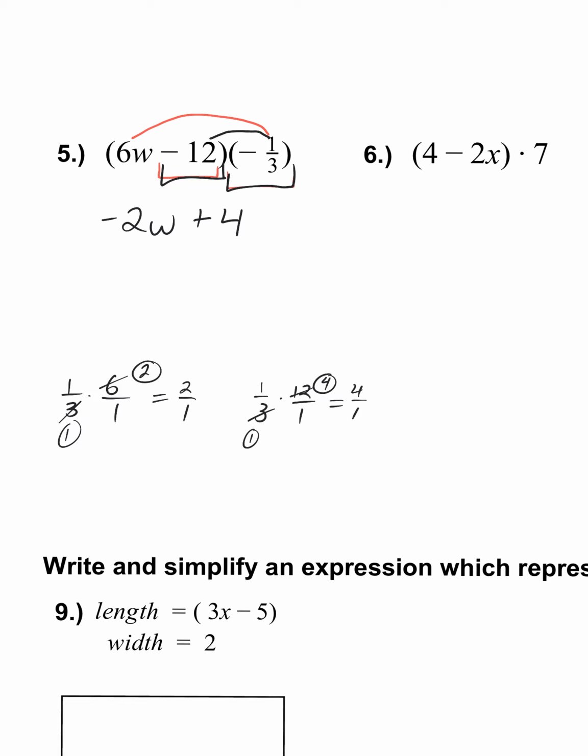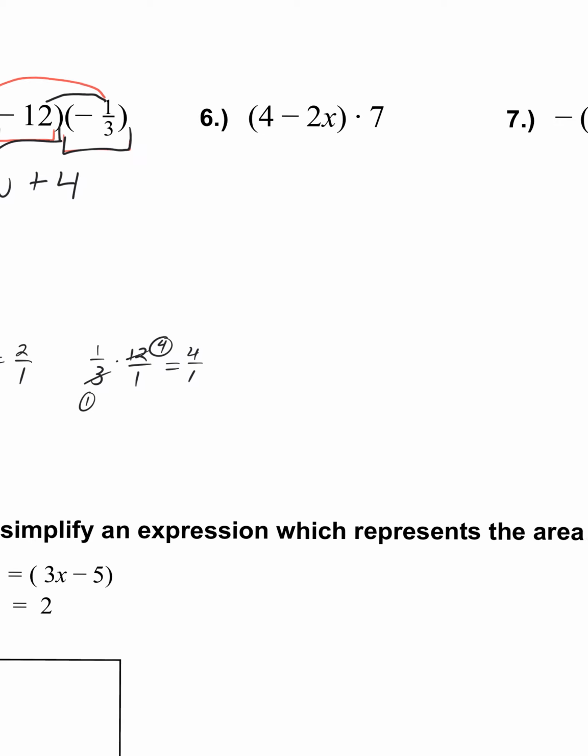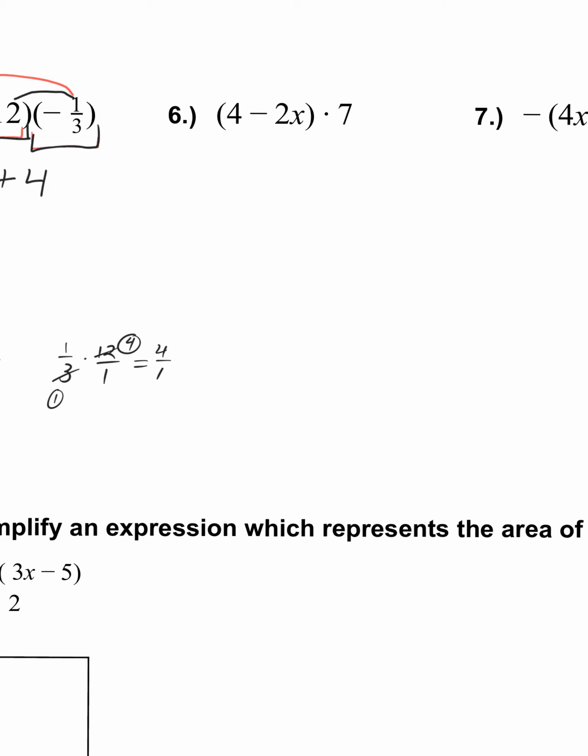Number 6 is the same deal here. Let's scooch over a little bit. We have a quantity of 4 minus 2x times 7. Even though that 7 is after our set of parentheses, they're still being multiplied. So we're going to distribute that 7 to both terms inside the parentheses.